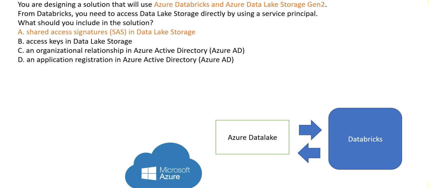The other option says access keys in data lake storage. If you want to provide access to the overall storage account, you can provide access keys and do it. But in this case, since it is a service principal, it always works through an application registered in the Active Directory. It doesn't work through access keys alone. First step is you have to register the application in Active Directory. So that is the first step. Hence, I'm striking B. C says an org relationship in AD. You do not maintain an AD org relationship. You have to register it in AD first. That leaves us with option D, and this is the right answer, option D.